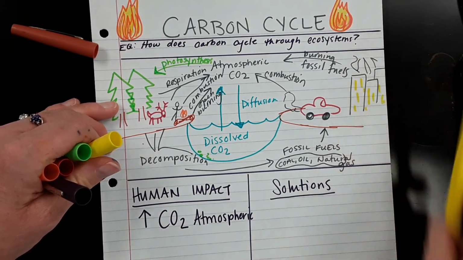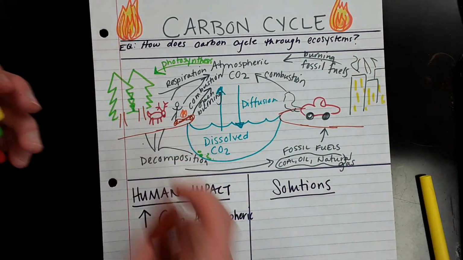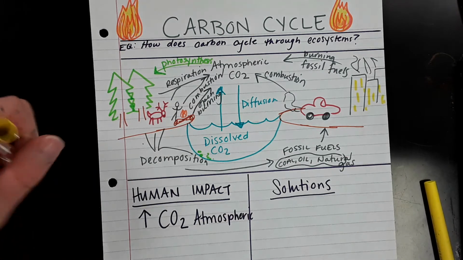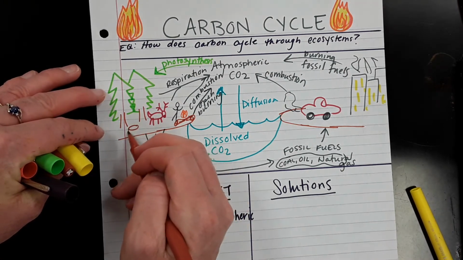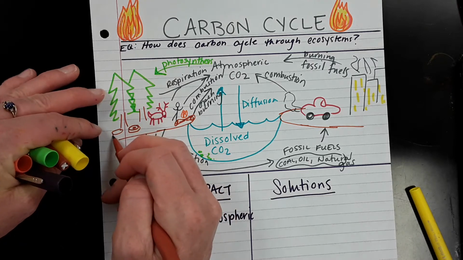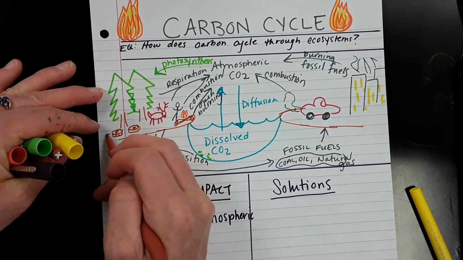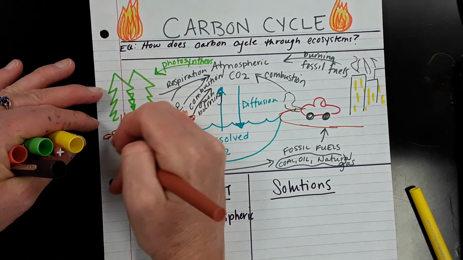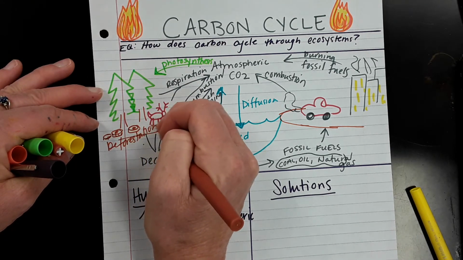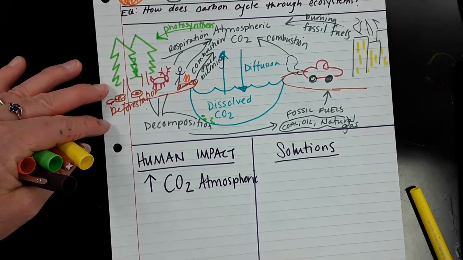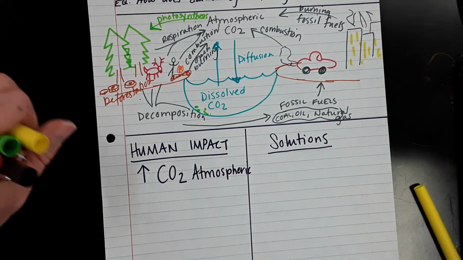And what we have happening now is when we look at the carbon cycle, it isn't quite so much balanced. In addition to that, we're also deforesting. So our carbon sinks, which are things that take in carbon, are also becoming damaged. So over here, I'm going to have some deforestation. So what we have is we've created an imbalance in the carbon cycle.